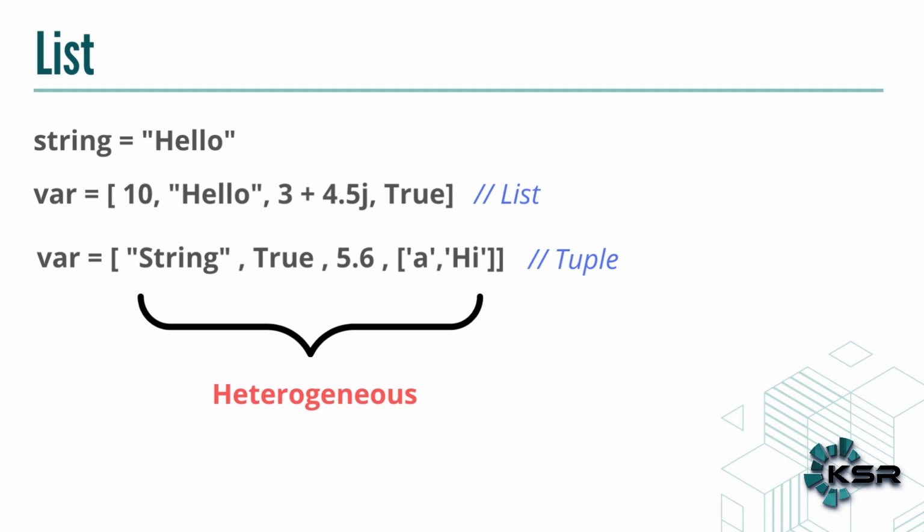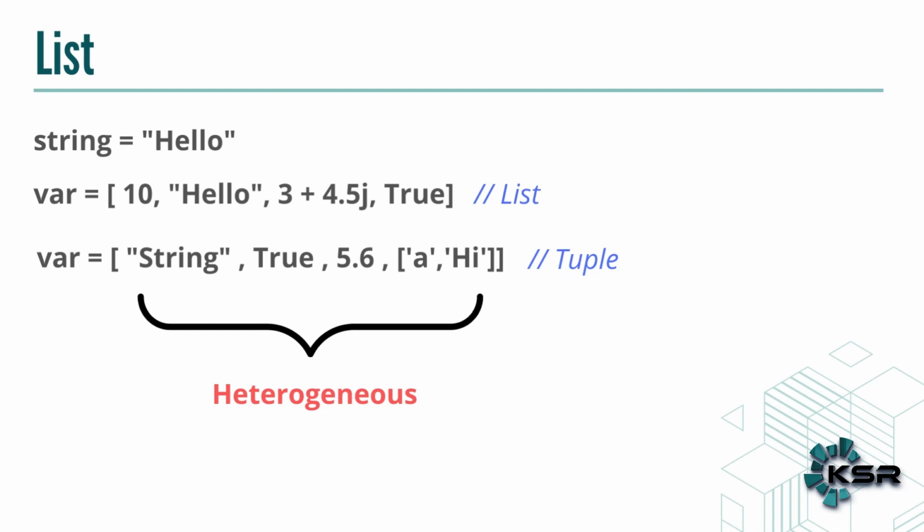A list can be a collection of strings, just say my string 1, etc. And then we have true, boolean, we have a float like 5.6, etc. And it can also have a list. A list can also have a list. We can have a, then hi, etc.